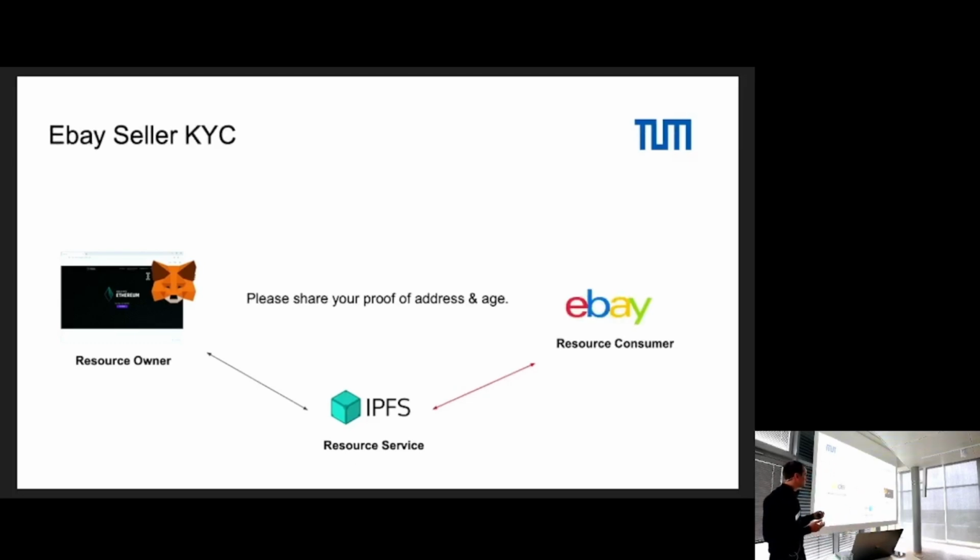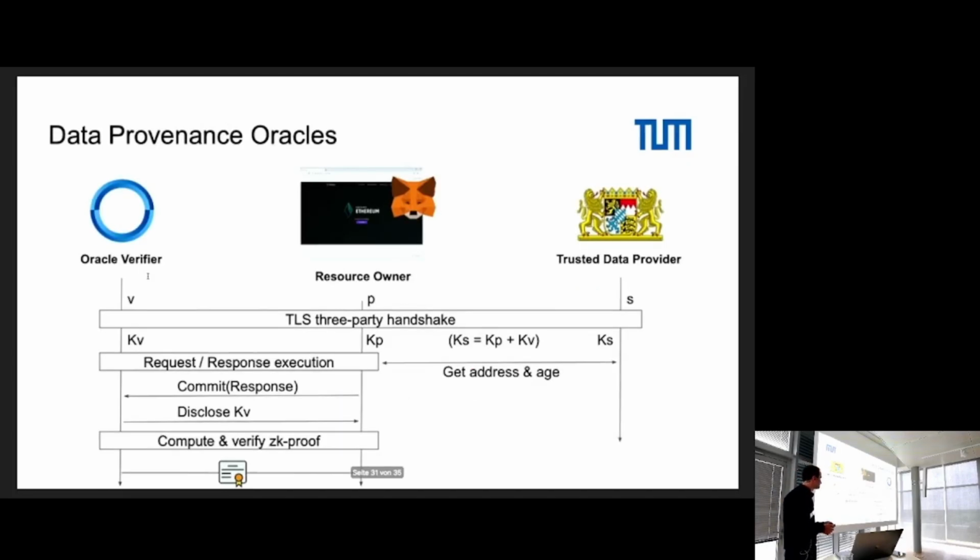And especially if you're basically a seller on eBay, they have some know your customer requirements that might require you to provide your address and your age, for example, like multiple things to eBay, and share this with eBay, and eBay basically must know whether this data is trustworthy or not.